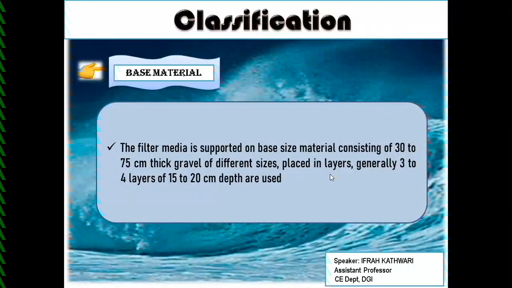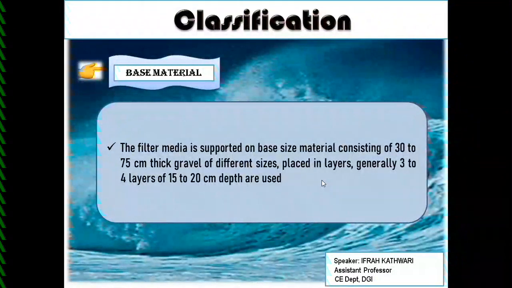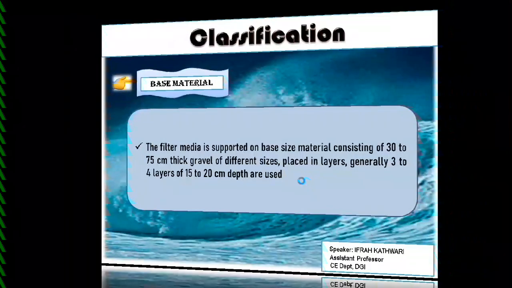I told you the number of layers for gravel is 5 to 6, but in slow sand filter it is from 3 to 4 layers, and the depth of each layer may vary from 15 to 20 centimeters.